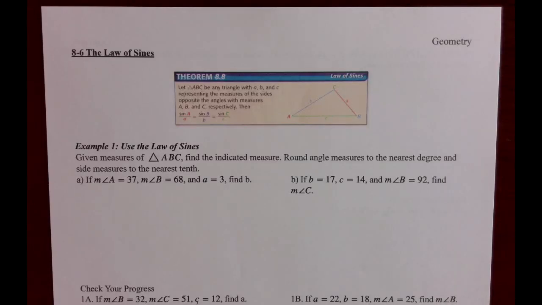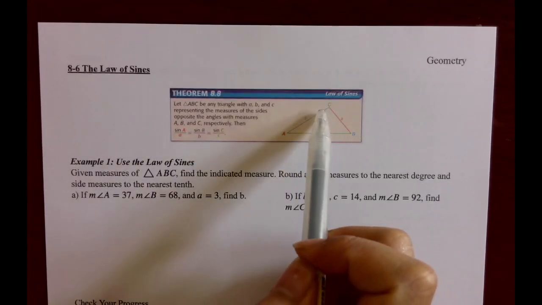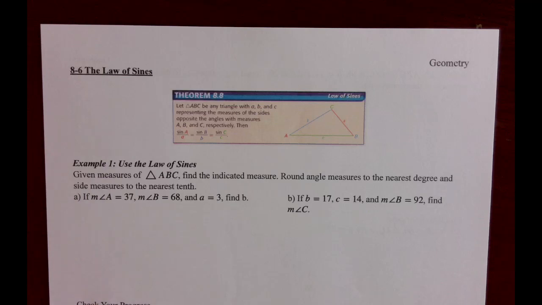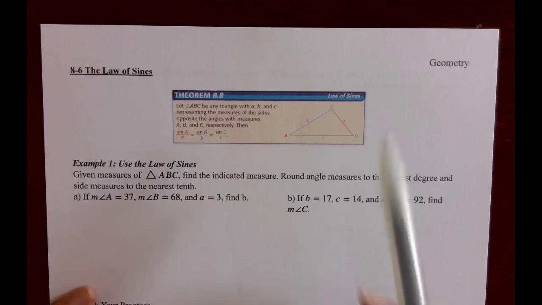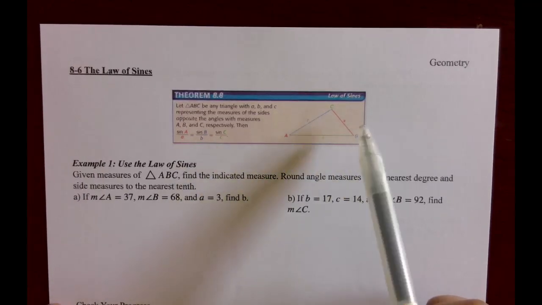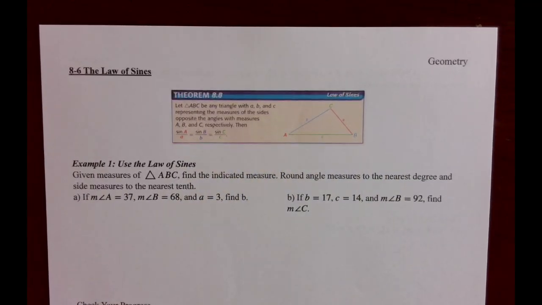Hi guys, so today we're learning about the law of sines. So let's get started by explaining what the law of sines is. With the law of sines, we can find missing parts of different triangles. Whether we're missing angle measures or side lengths, we can use the law of sines to find it, even if they are not right triangles, right?